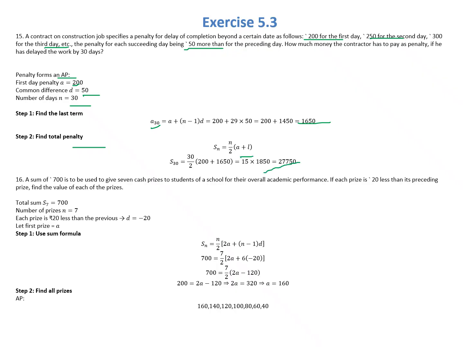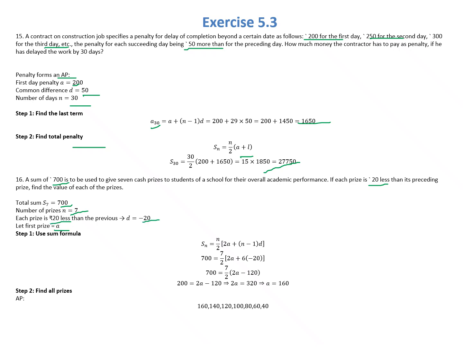Next question: a sum of 700 is to be used to give 7 cash prizes to the students of a school for overall academic performance. If each prize is 20 less than its preceding prize, find the value of the prizes. So we are given the sum of the 7 prizes as 700, the number of prizes n is equal to 7, and each prize is 20 less than the previous, so d is equal to minus 20 here.